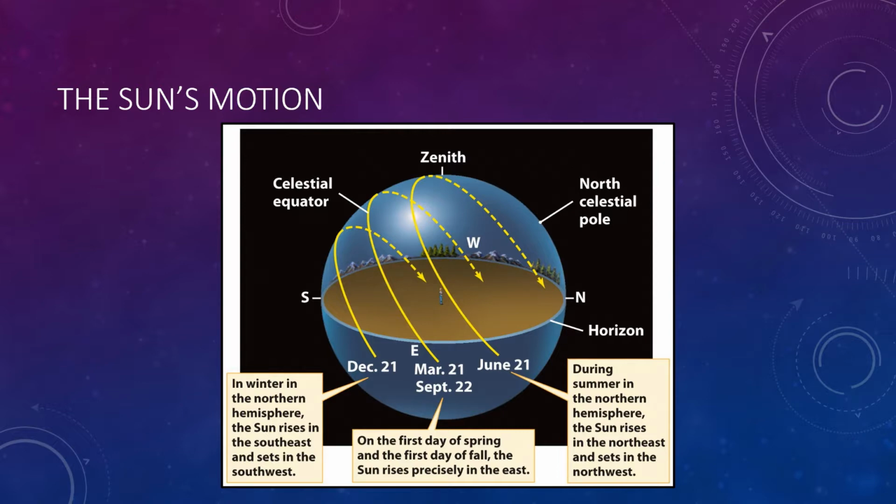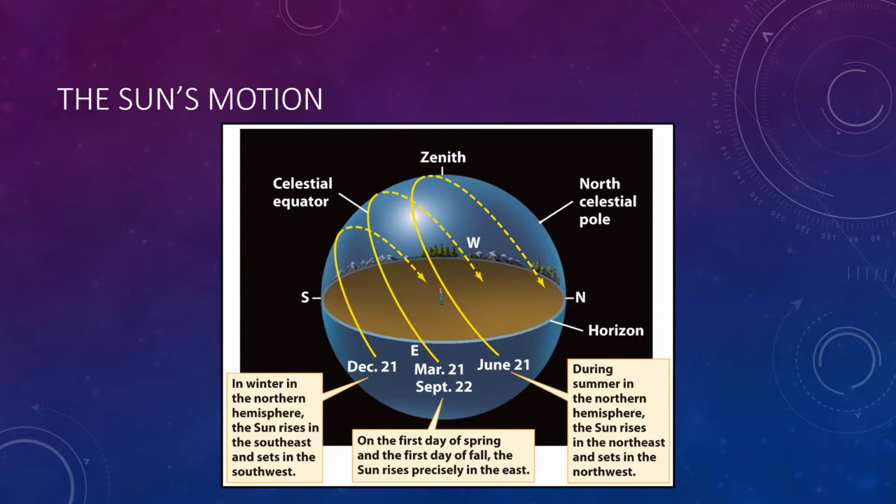Because the sun's position on the celestial sphere varies slowly over the course of a year, its daily path across the sky, which is due to Earth's rotation, also varies with the seasons. On the first day of spring or the first day of fall, when the sun is at one of the equinoxes, that being March 21st or September 22nd, the sun rises directly in the east and sets directly in the west, which you can see here in the middle. So on either of the equinoxes, the sun rises directly to the east and sets directly to the west.